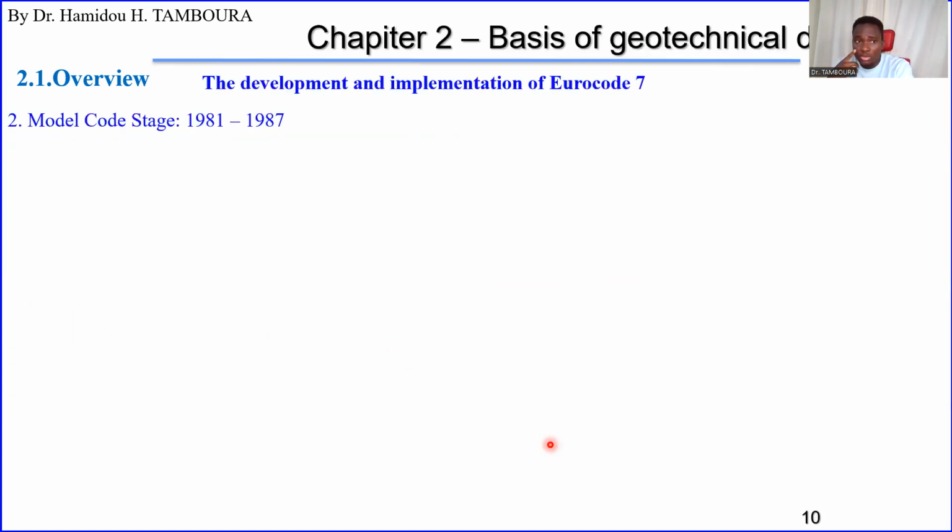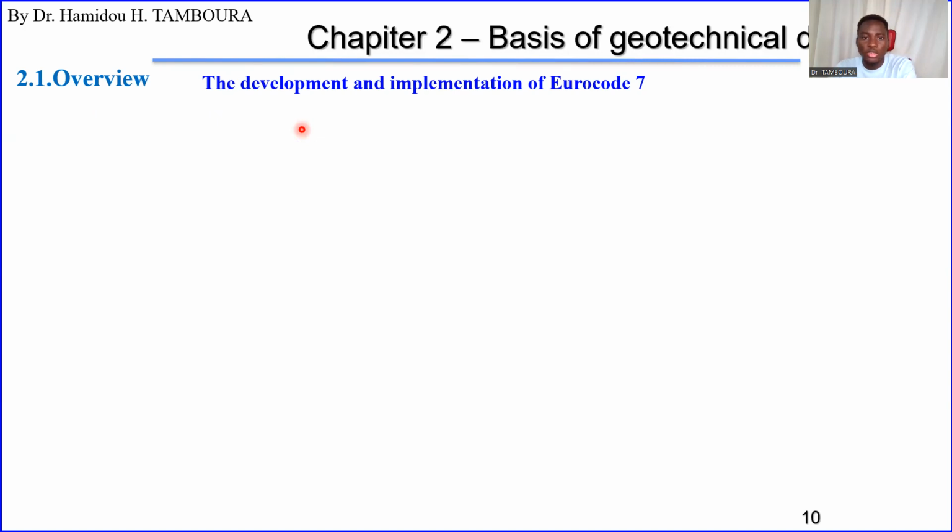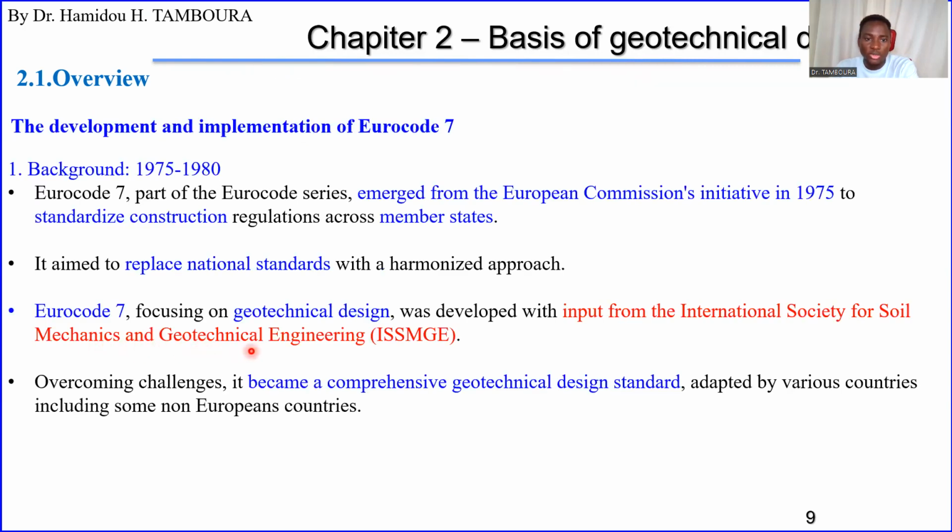Okay, part number 2 of this history of the development of Eurocode 7 is the model code. The work on the model code was done between 1981 and 1987. This is just about the model of the code, not the code itself. So the International Society for Soil Mechanics and Geotechnical Engineering, I told you before, it is here.